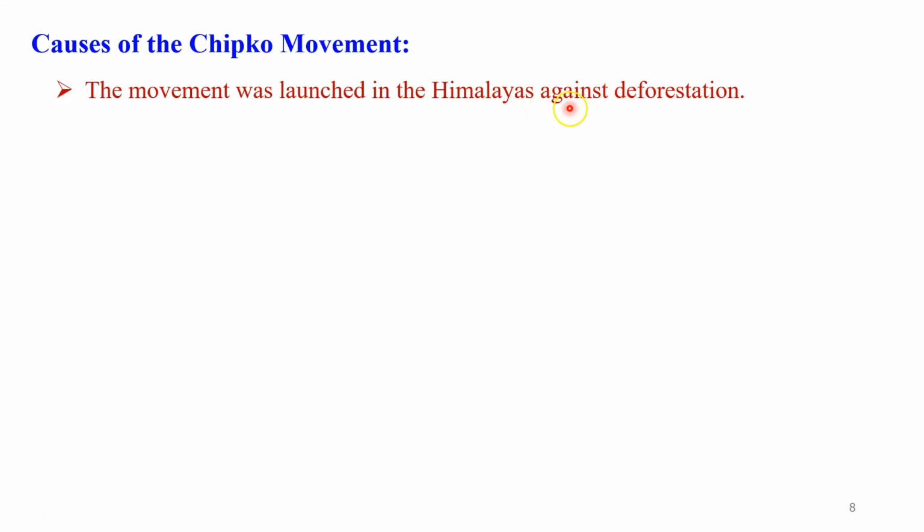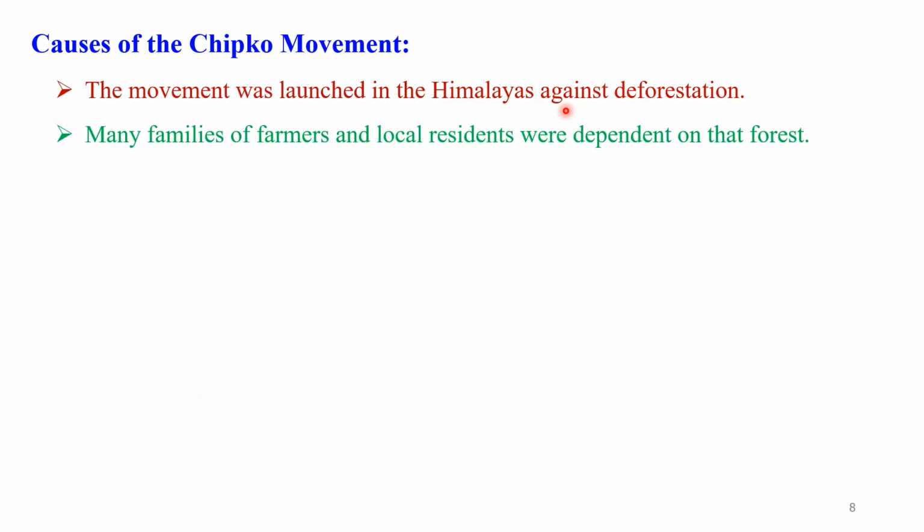In this region, deforestation was the main reason for the rise of the Chipko movement. And you know, students, deforestation is very harmful for the protection of forest areas. So this was the main reason to start this movement. The families of farmers and local residents depended on the forest for their livelihood. Many of their local needs were fulfilled by using various parts of the forest. The forest played a very important role for the local people.